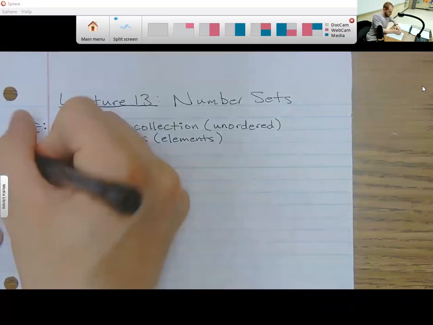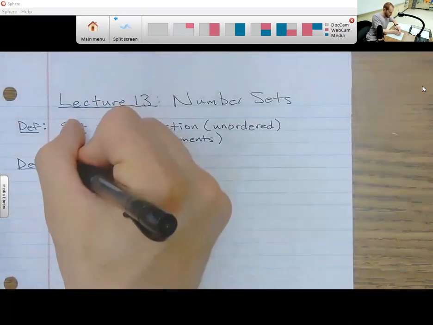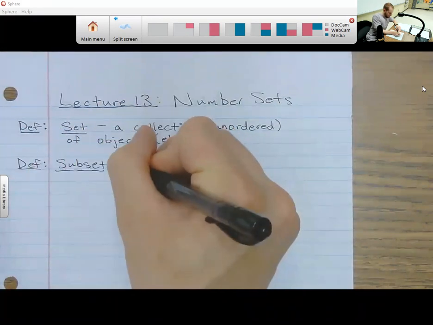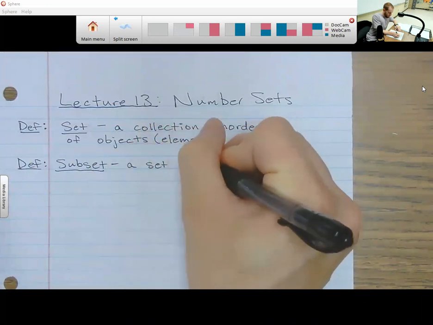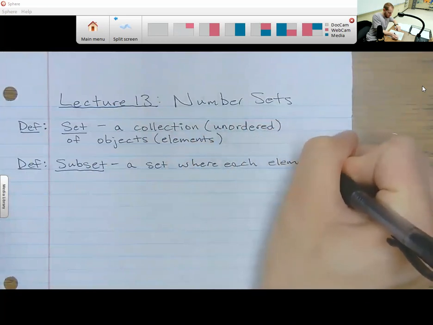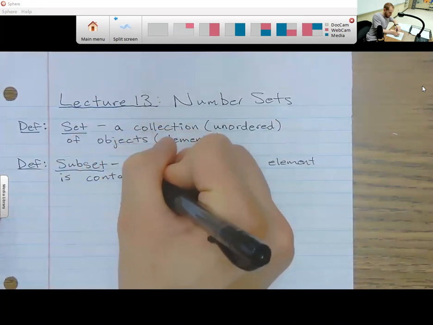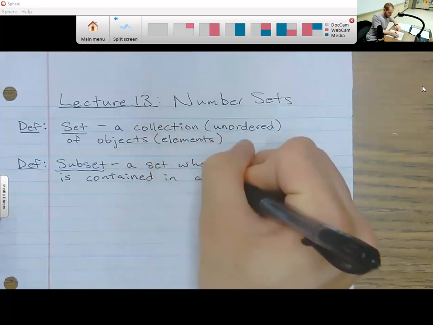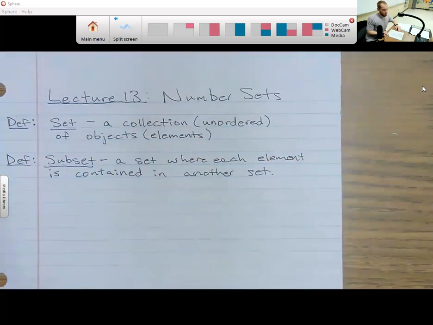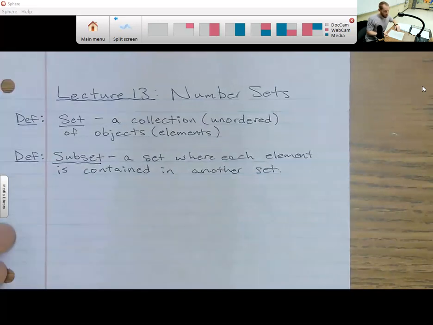Okay, let's do subset. Okay, so a subset is a set where each element is contained in another set. Okay, so what's a set and what's a subset? So I'm going to draw a quick picture of what I'm talking about.